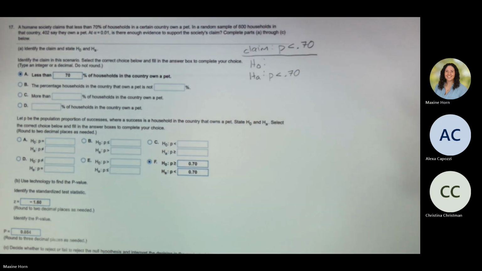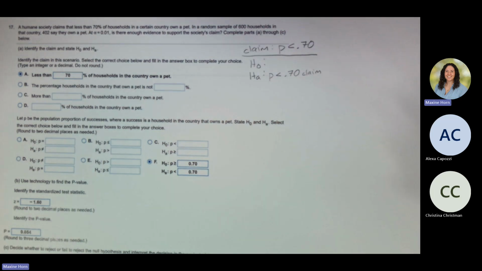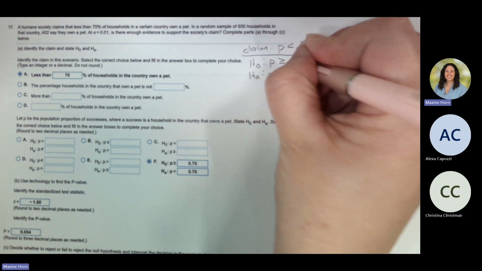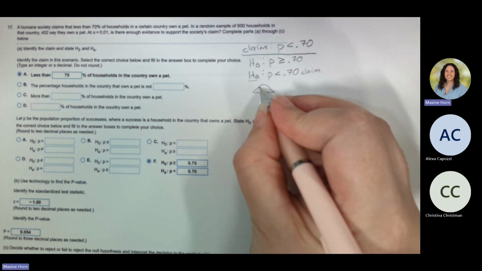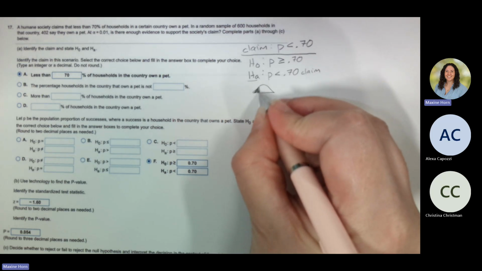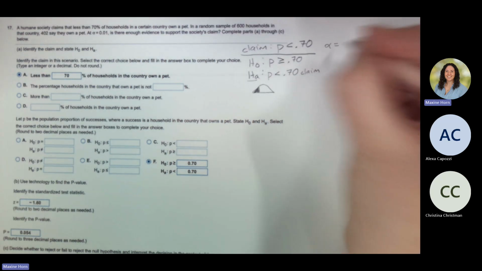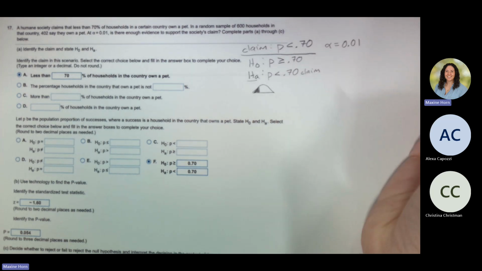So remind ourselves that that one's the claim. The other one, in this case the null, is going to be the complement of that. So the complement of less than is greater than or equal to. Okay, we're going to draw a little picture of what type of test we're doing. This is less than, so that is a left-tailed test, right? And we are going to write what our alpha is. They said that it was level of significance of 0.01.